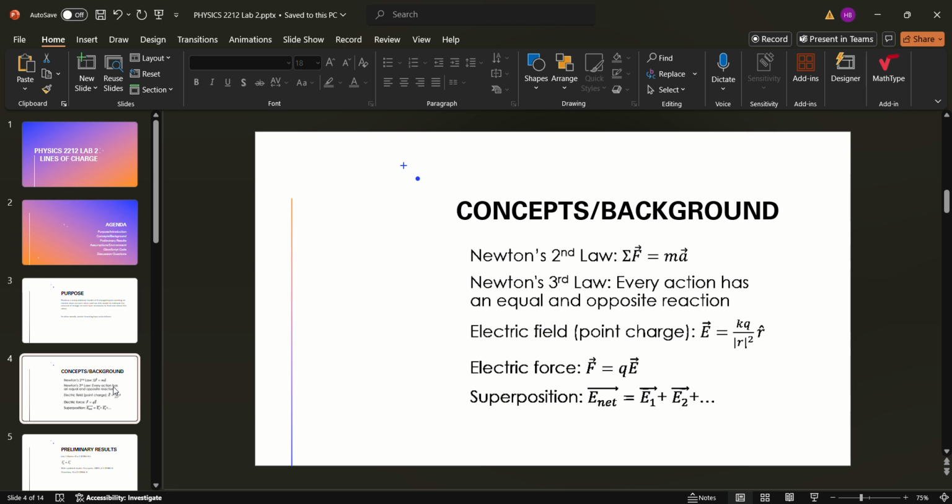So here are some very important laws we need to understand. Newton's second law, sum of forces equals mass times acceleration. That's very important to understand when dealing with gravity and equating that to our electric force. Newton's third law, every action has an equal and opposite reaction, just pretty important to remember. Electric field of a point charge, pretty familiar with that. Electric force is just the charge times that electric field at that position. And superposition is adding up all those fields together to get a net one.